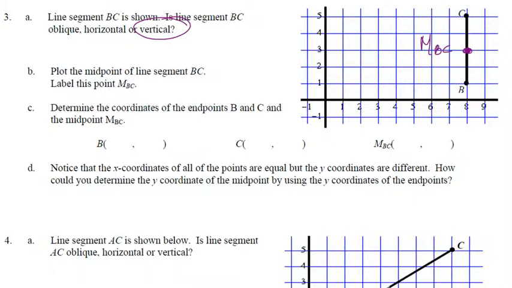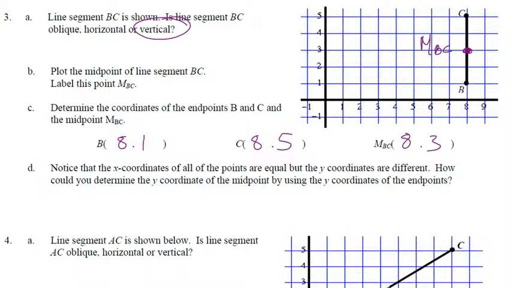Determine the coordinates of the endpoints. What's B? 8, 1. What's C? 8, 5. What's the midpoint? 8, 3. Notice the x-coordinates of all the points are equal, 8, 8, 8. But the y-coordinates are different.